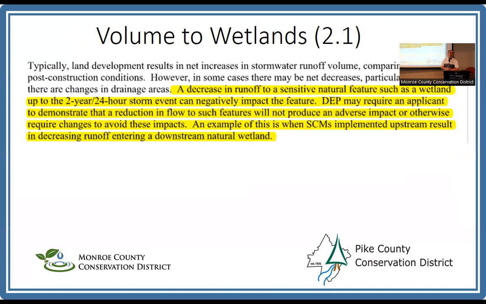An example is where an upstream BMP results in decreasing runoff entering a downstream natural wetland. So we're looking again at water balance here, trying to mimic the amount of water, not over infiltrate, not over detain flows, but try to match as close as possible to what's happening in those wetlands.